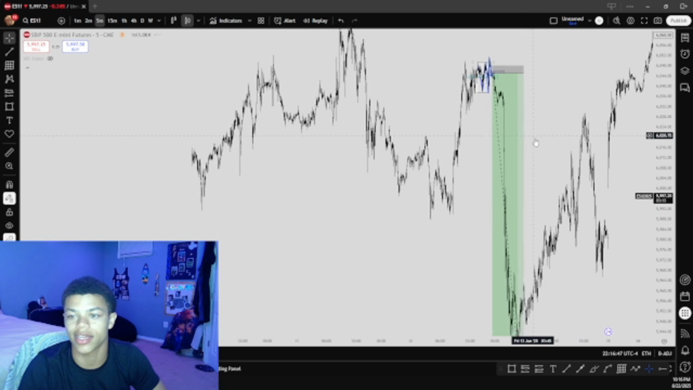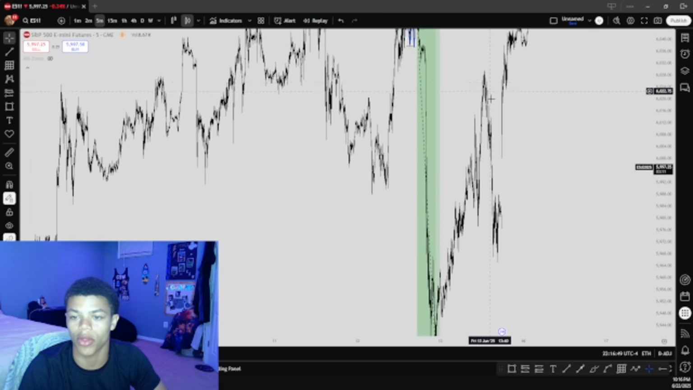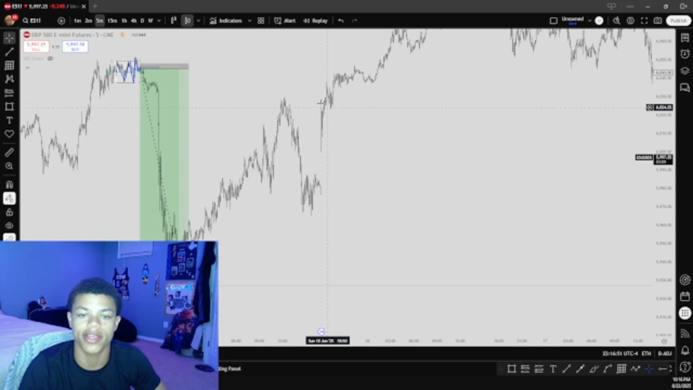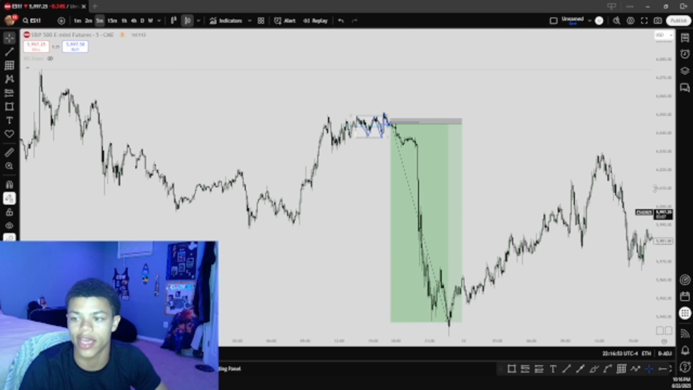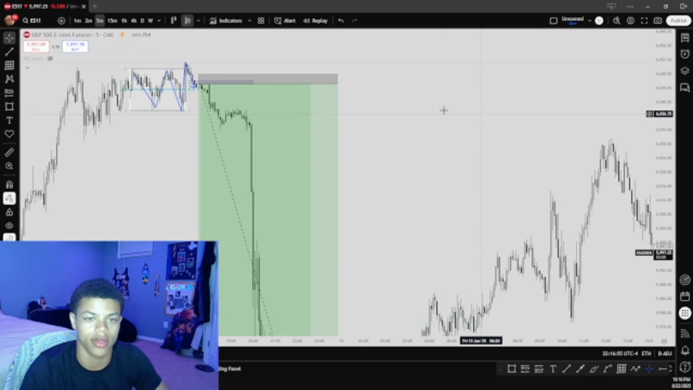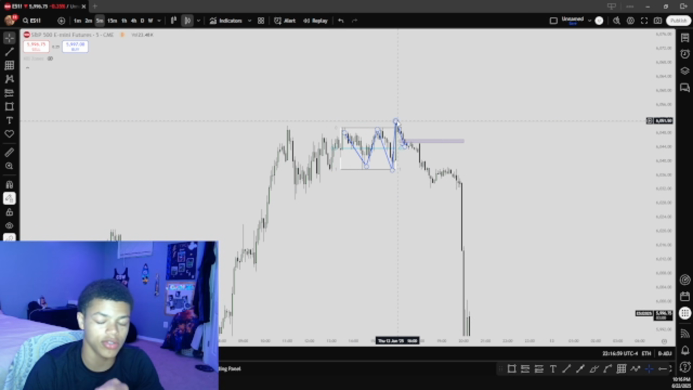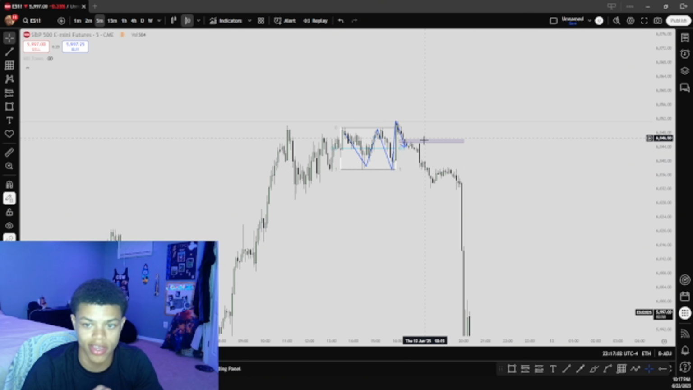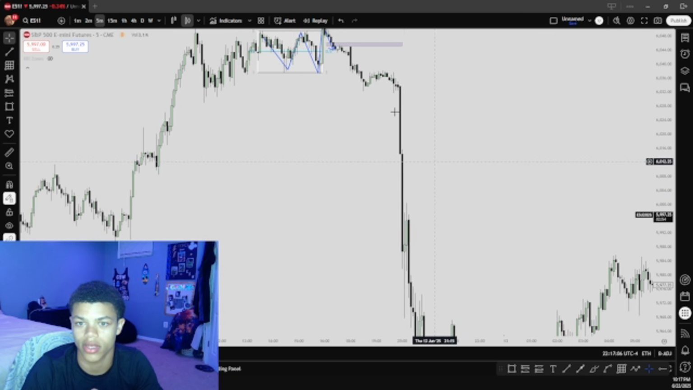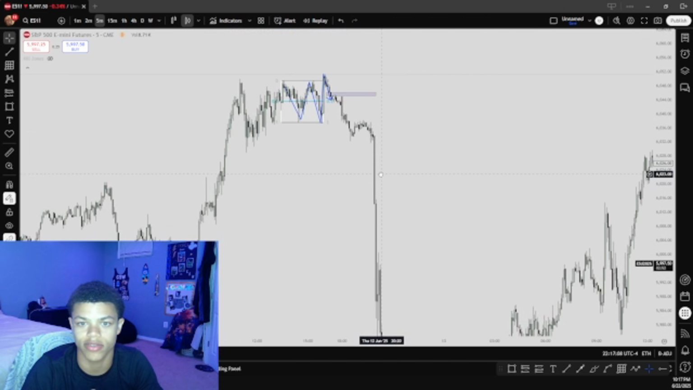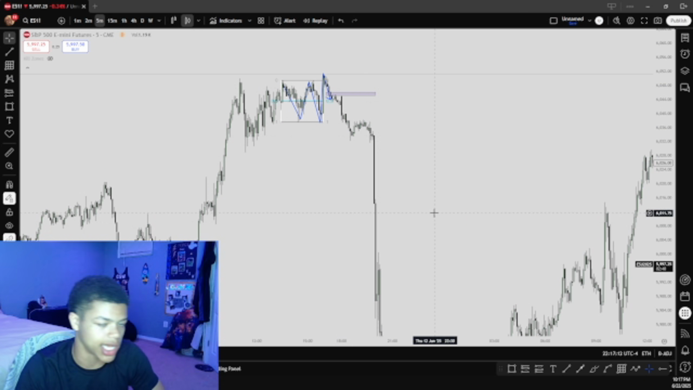Obviously, you wouldn't catch some generational wealth play like this, but this is a scenario of how AMD can play out. Just by the simple accumulation, manipulating those retail traders, and then catching the distribution move to the downside of the market. And yeah, it played out Thursday. Oh, this was all the way back in the beginning of June.